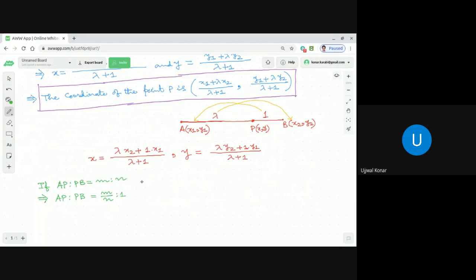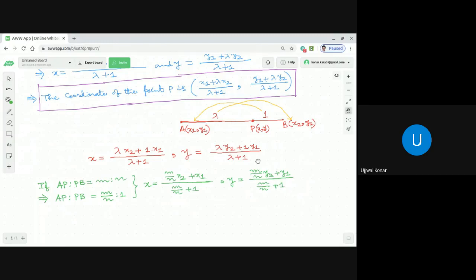So then what is the value of x you are going to get? Under this condition, lambda is equal to m by n. So x is m by n into x2 plus x1 by m by n plus 1. And what is the value of y we are getting, dear students? y is m by n into y2 plus y1 divided by m by n plus 1.